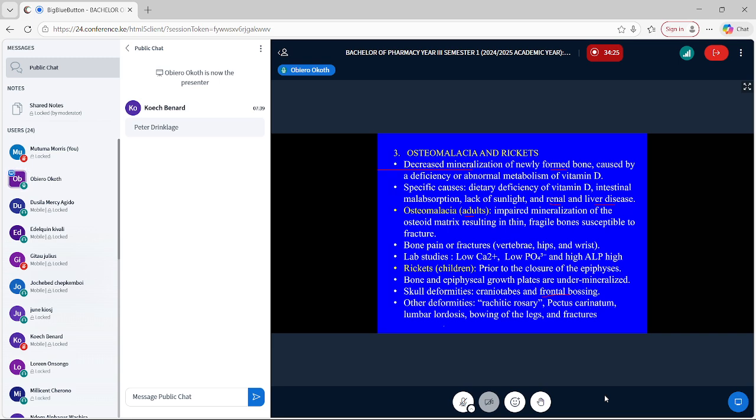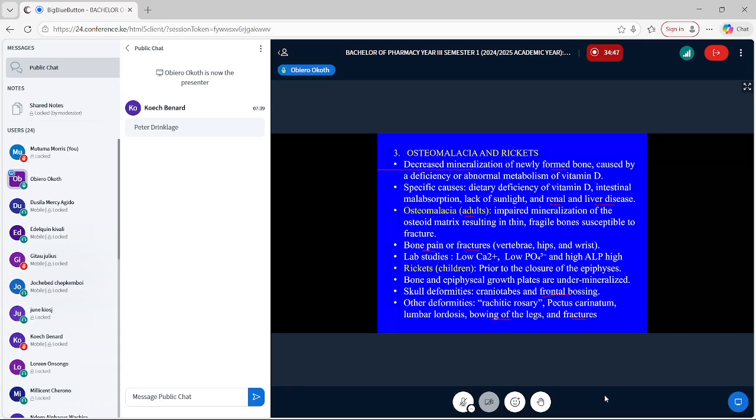Lumbar lordosis is when there's an excessive forward bend of the vertebra. Bowing of the leg, bowed legs, and then of course you also get fractures. In adults, you can get bone pain, and you can get bone fractures.